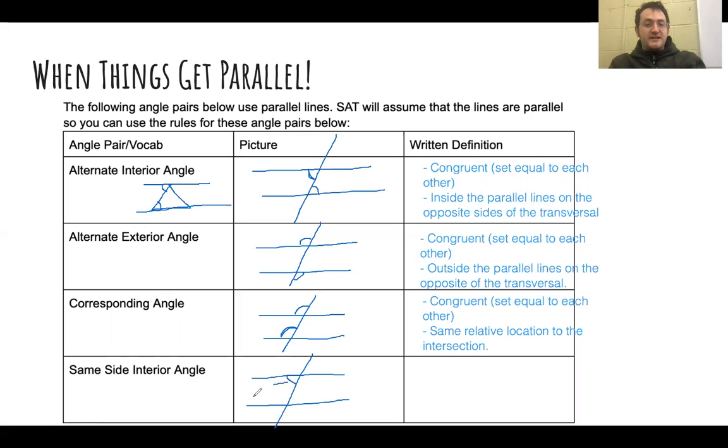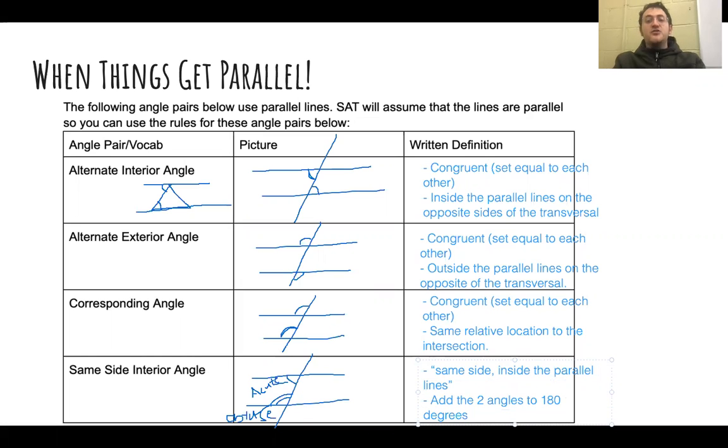So this angle is acute, and this angle is usually going to be obtuse. Now, I say usually because sometimes you could have 90 degrees and have both of them be right. But these are angles that are on the same side, inside of the parallel lines, and you add the two angles to 180.